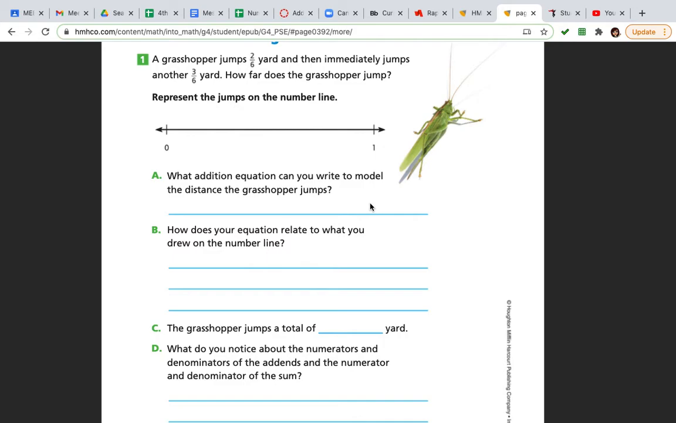Well, we want to do the same number of sections as we have as our denominator. So we're doing 3/6 and 2/6. So we should split our number line up into 6 sections. To get 6 sections from 0 to 1, we're going to put 5 lines. If we put 5 lines in between 0 and 1, we'll have 6 sections.